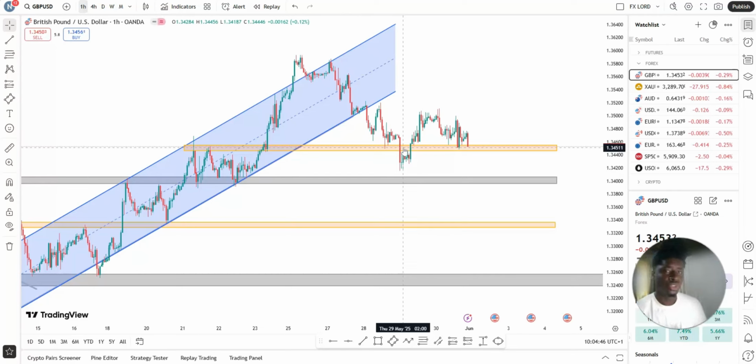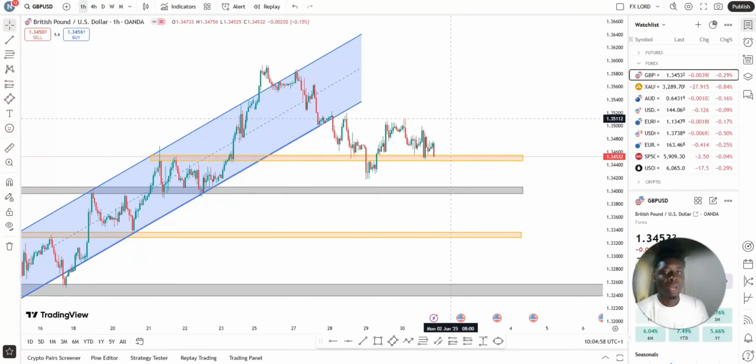All right. So GBPUSD came down to the channel level, broke out of the channel, and retested the support level. So now we are having some consolidation happening here. The market is trying to decide where to go next, if it's going to go downward or continue on the uptrend.